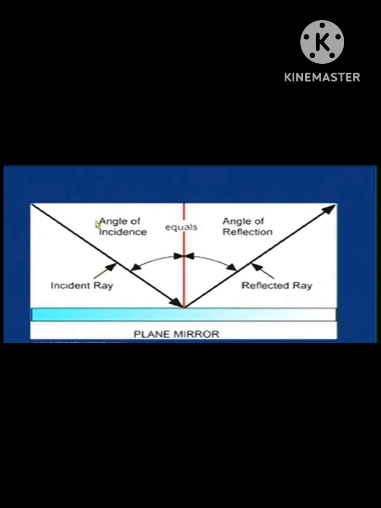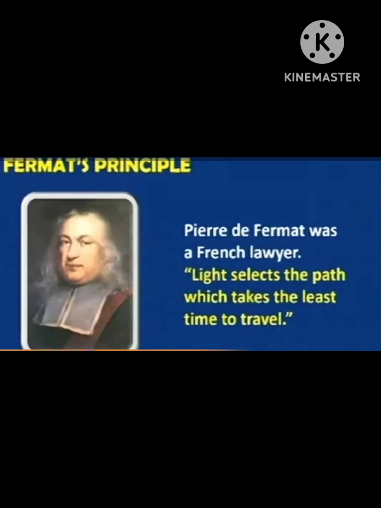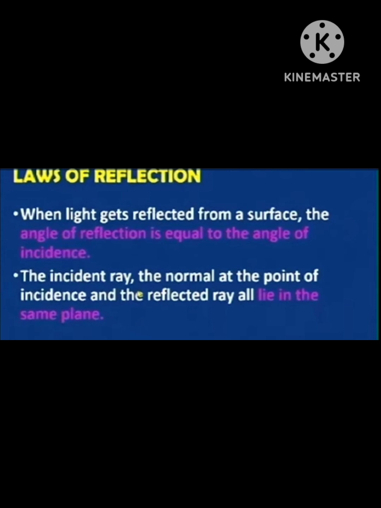Now let us see the laws of reflection. A French lawyer, Fermat, states that light selects the path which takes the least time to travel. Scientists gave two laws for the reflection of light. The law of reflection states that the angle of incidence is always equal to the angle of reflection.